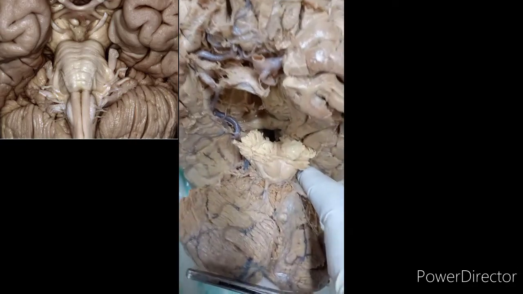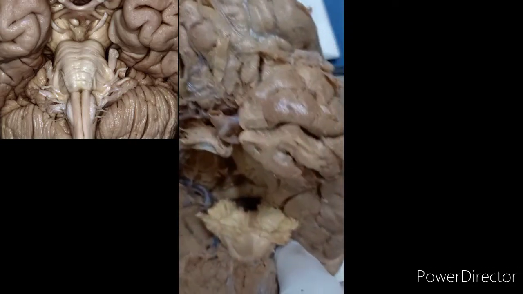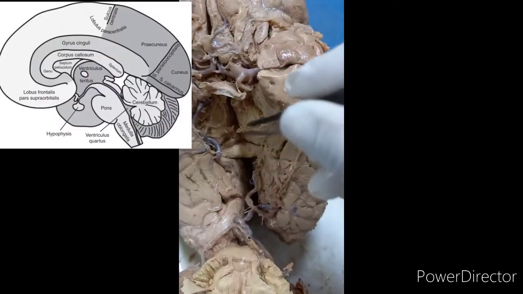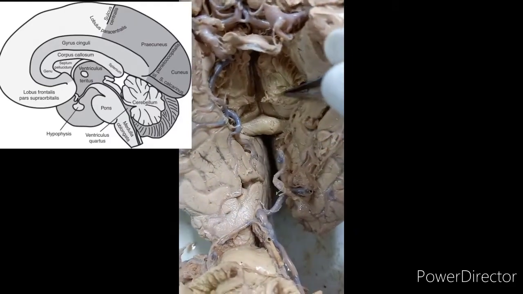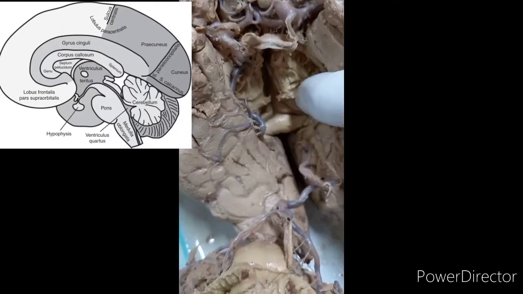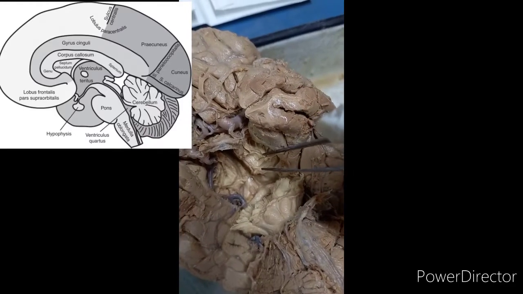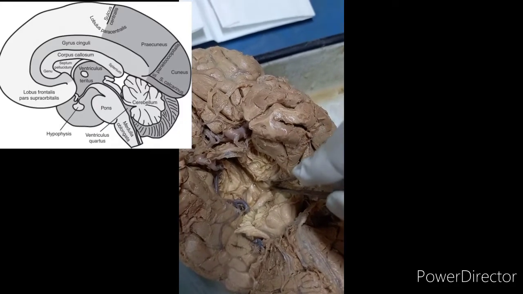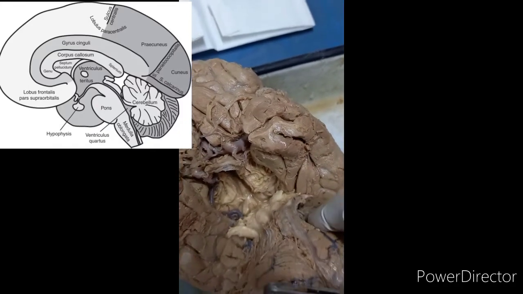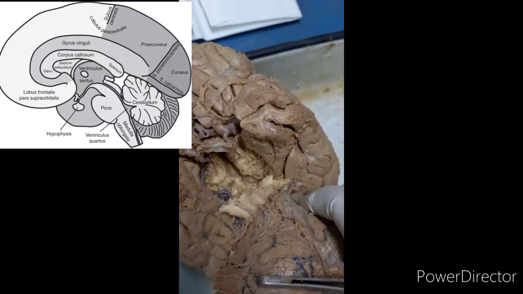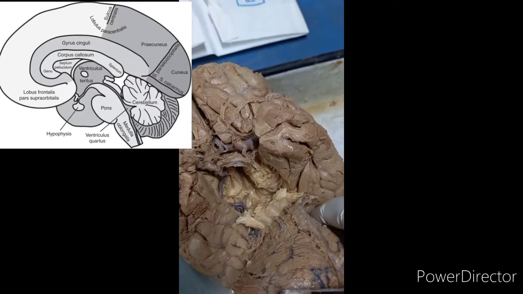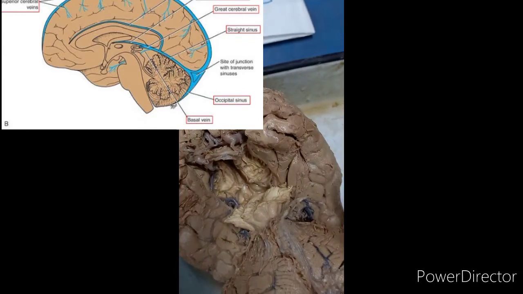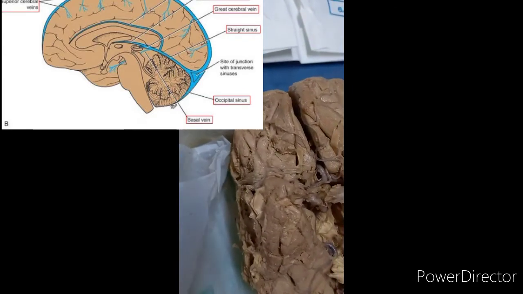And the superior relation. What is the superior relation of the midbrain? Midbrain is superiorly related with the splenium of the corpus callosum. So this is the region. Here is the position of the corpus callosum, and this inferior part of the corpus callosum is the splenium. So the midbrain is superiorly related with the splenium of the corpus callosum, and the great cerebral vein is also present here in the superior relation of the midbrain, and also the pulvinar end of the thalamus.